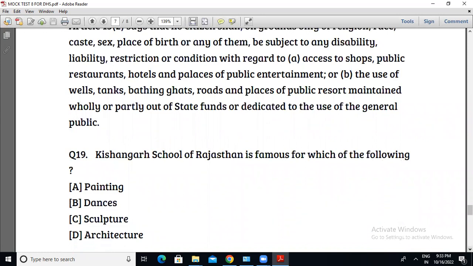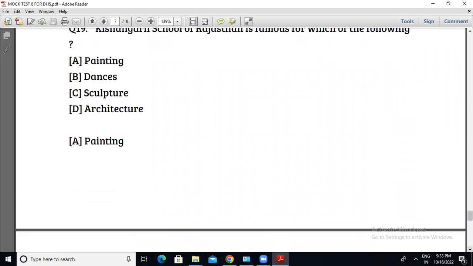Then next question, Kishangarh School of Rajasthan is famous for which of the following? Painting, dance, sculpture, or architecture? And the correct answer is painting. Kishangarh School of Rajasthan is famous for painting.